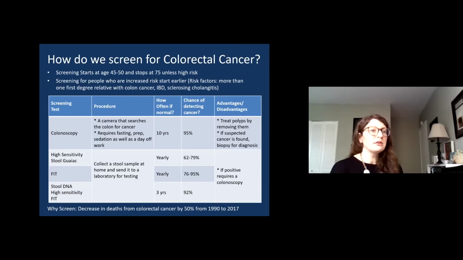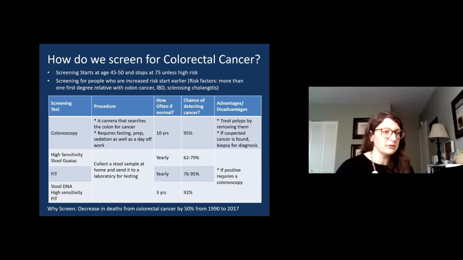They are worse at detecting cancer. So even if your test is normal, there still is a small chance that you might have a colon cancer that we did not check. The other thing with these stool tests is that if they are positive, you will likely have to undergo a colonoscopy to see if there are polyps there or to see if the cancer is there to undergo that biopsy.